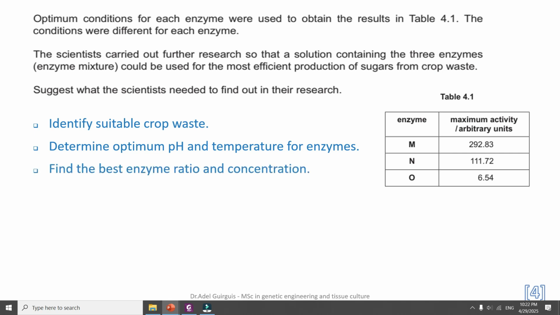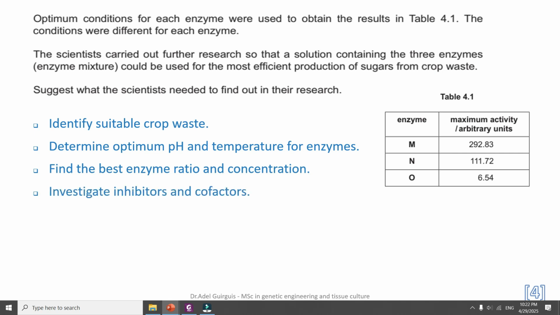Then find the best enzyme ratio and concentration. Which enzyme with which ratio and concentration is needed for efficient production of sugar. Say, for example, enzyme M. We prepare different enzyme concentrations of M, and see at which concentration the solution creates the biggest amount of sugar from certain waste. Okay, find the best enzyme ratio and concentration.